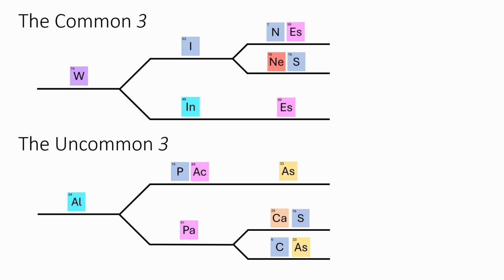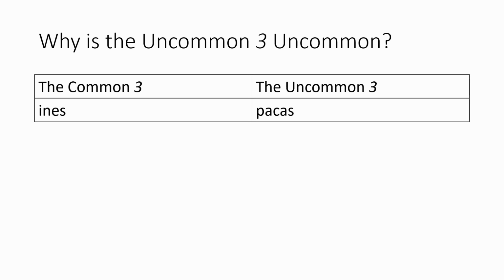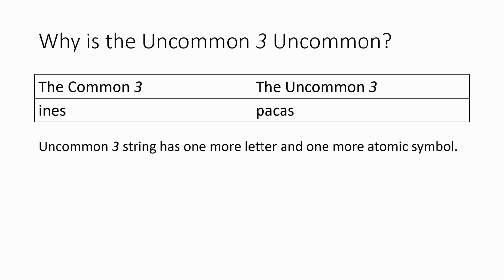And I believe it all comes down to this extra atomic symbol here. If you look at the strings that are generating these patterns, you'll notice that the common 3 is 1 letter shorter than the uncommon 3, which will favor it because we more often spell shorter words. You'll also notice that the uncommon 3 also requires an extra atomic symbol, which should make it less probable.